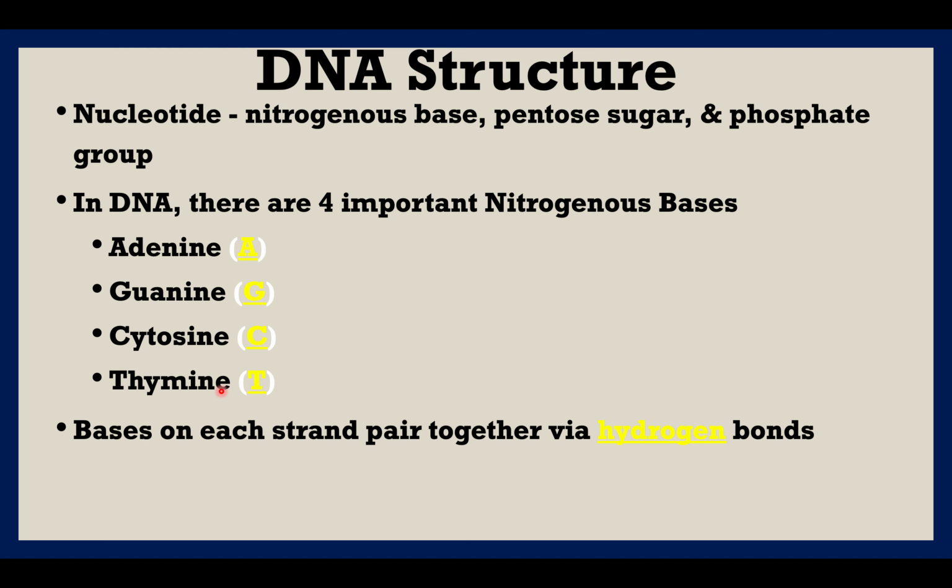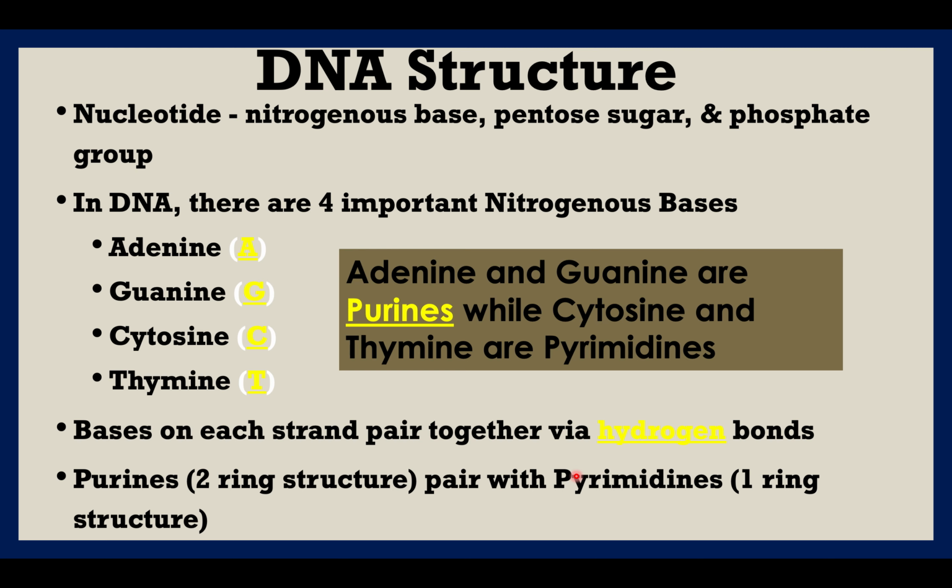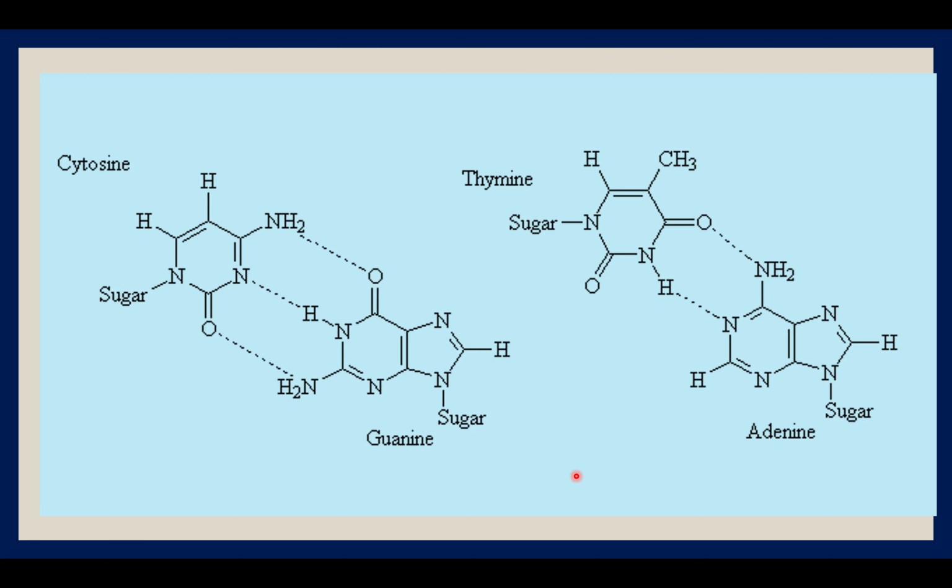For example, purines include adenine and guanine. Cytosine, thymine, and the 5th one, uracil, which is only found in RNA instead of thymine, are all pyrimidines. As I mentioned before, purines are a 2-ring structure, and pyrimidines are a 1-ring structure. Adenine and guanine are purines, and cytosine and thymine, and also uracil, which is not shown here but does exist, are called pyrimidines. Uracil is found in RNA instead of thymine.